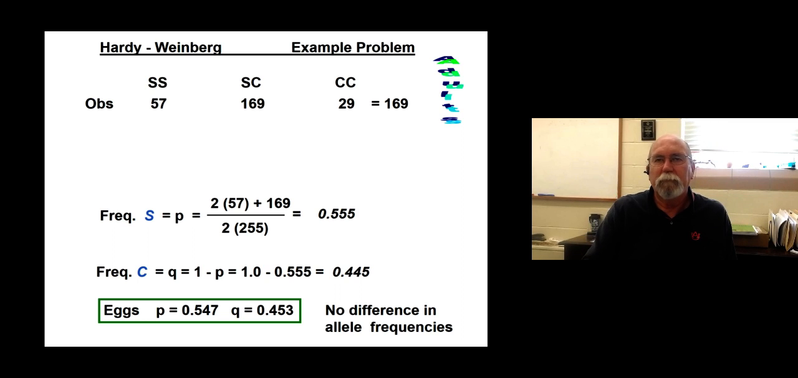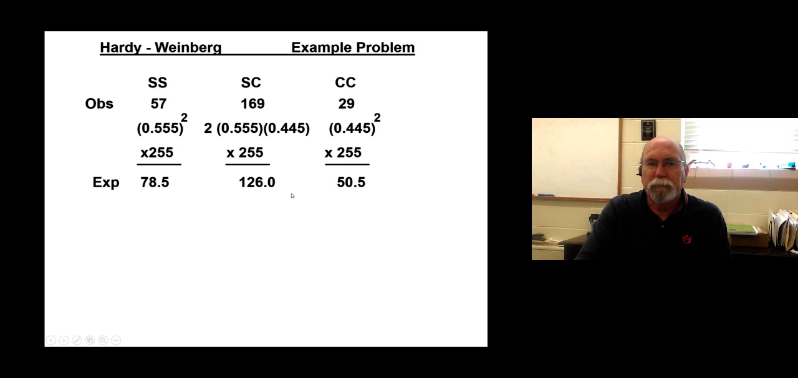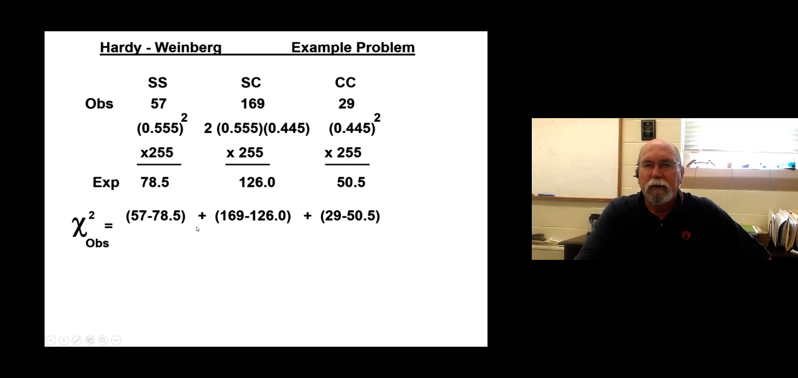But is this still in Hardy-Weinberg? Is that true for genotypes? So we have to fill in the Hardy-Weinberg. We take the new values, fill them in, and multiply by the total, which this time is 255. We end up with an expected of 78.5. Well, that's much smaller. We expected a lot more than we got here, but here we got a lot more than we expected. We'll see whether this works out or not.